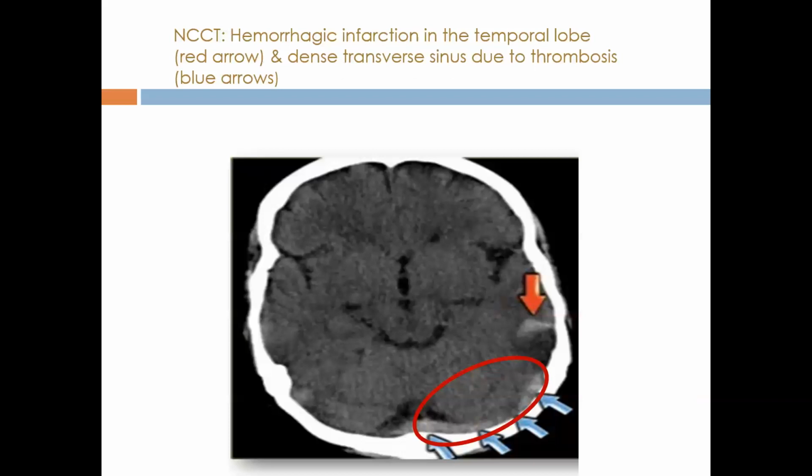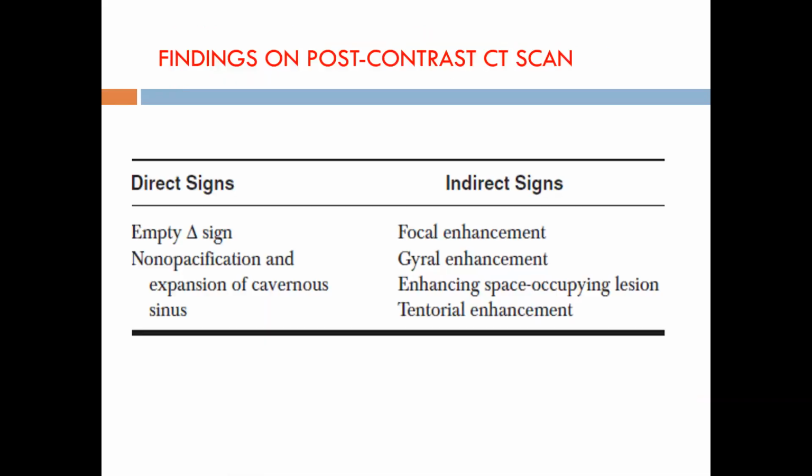Here is also one more dense sign involving the left transverse sinus, and some hemorrhagic conversion is also there in the temporal lobe. Next slide. So come to the next slide, the post contrast CT scan findings.